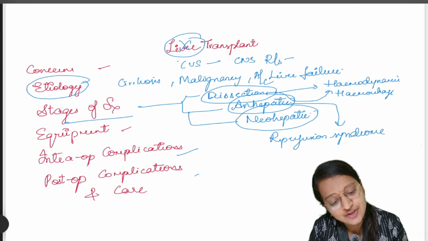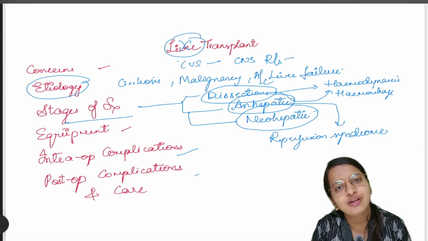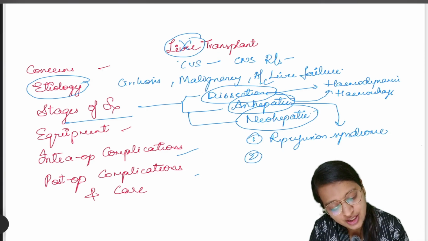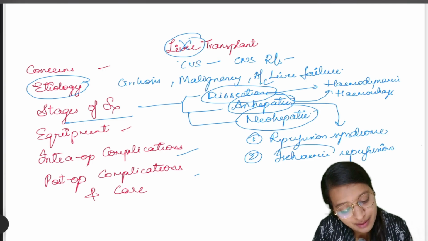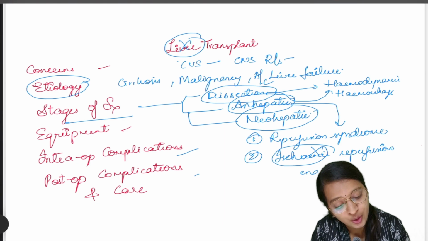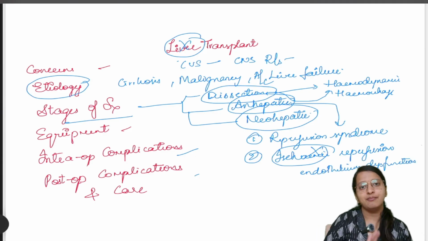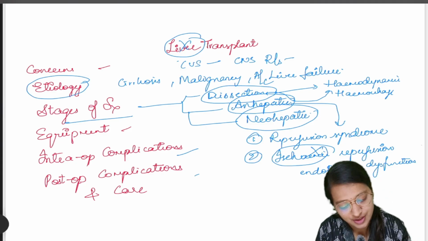So I'll treat with prophylactic calcium and soda bicarb and I have to treat the hypotension with fluid resuscitation and vasopressors, right? So the second complication is ischemia reperfusion. That means ischemia means there is some problem with the graft, right? So why is there a problem? Because of endothelial dysfunction. So there is no proper reperfusion because of endothelial dysfunction and there is ischemia and graft dysfunction.